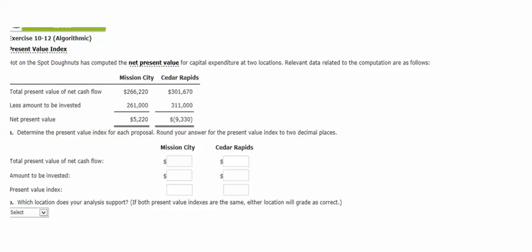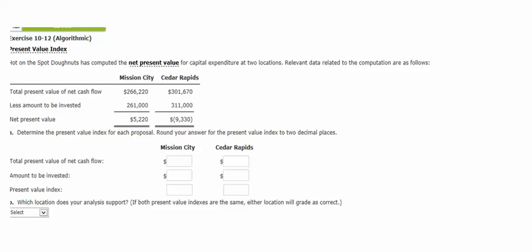This is exercise number 4 from chapter 10, and we're going to be looking at the present value index. Again, we're going to have to consider the present value, so we'll be working with some of that information. It says, Hot on the Spot Donuts has computed the net present value for the capital expenditure at 2 locations. So they've made that calculation for us. Relevant data related to the computations are as follows.